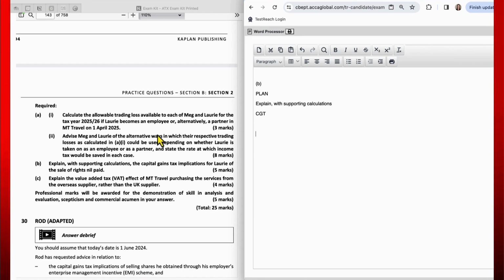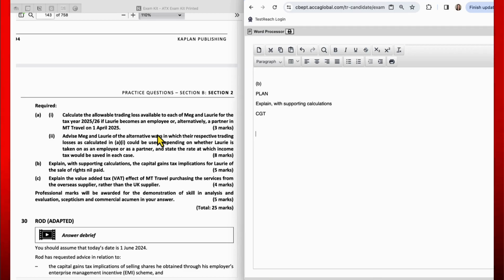Okay, so you might have read this requirement and thought, sale of rights nil paid, what on earth? No idea, can't remember that, panic. And what I want to show you is I'm going to explain to you what a sale of rights nil paid is again, but I also want you just to have a wee look once we've done the answer. Could you have picked up some marks? Even if you'd got it completely wrong, even if you'd just gone, I don't know what a sale of rights nil paid is, but I do know how to do a capital gains tax computation, I'm just going to do that. Could you have picked up some marks?